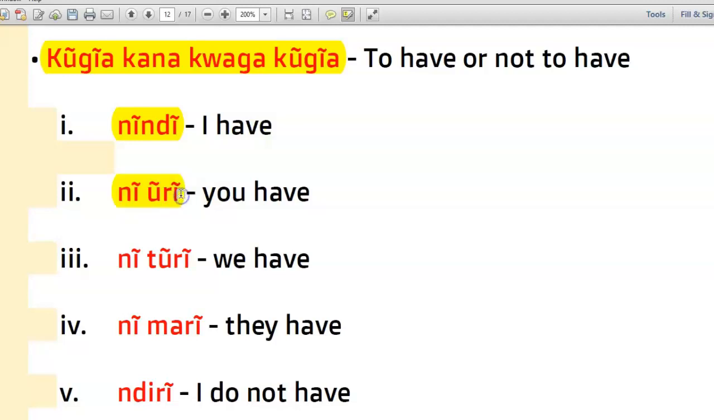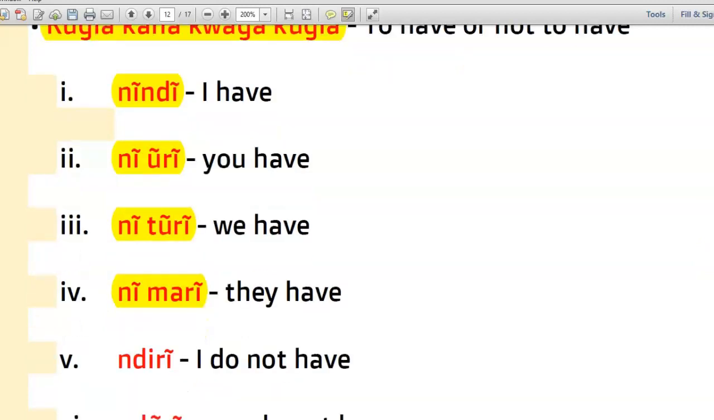Ndũrĩ says you have. Tũrĩ is to say we have. Marĩ just means they have.